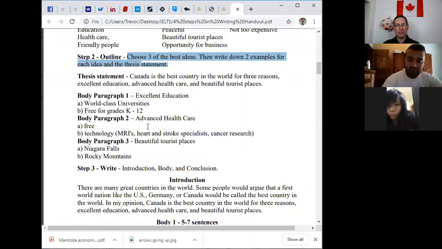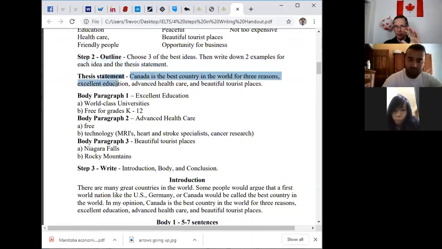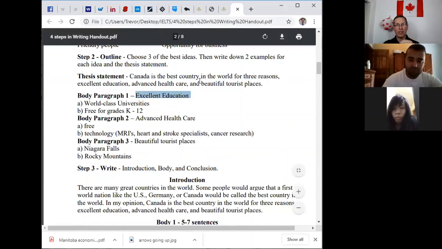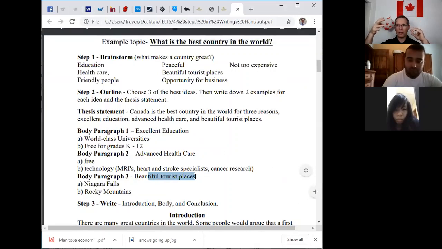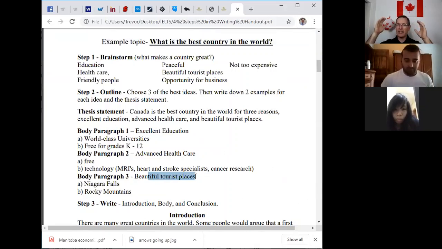So let's go through this and see what I did. So just ignore the thesis statement for a minute. Let's look at our ideas. So I say, okay, out of these parts, I'm going to talk about education, I'm going to talk about healthcare, and I'm going to talk about tourist places. So for me, I've chosen those 3 ideas, and I'm thinking, okay, why is education great? Well, for me, I'm saying Canada is the best country. So what's education like in Canada? Well, we have very top quality universities, and we also have free education from kindergarten to grade 12. So that's quick, it's easy, I can explain it in details.